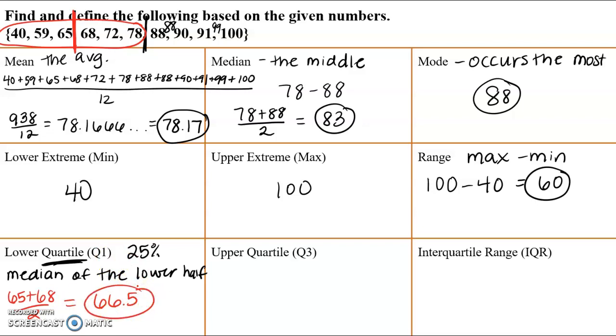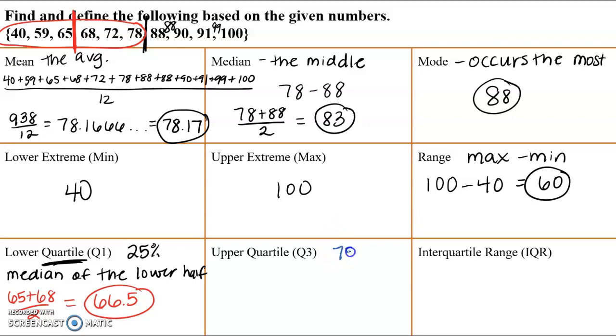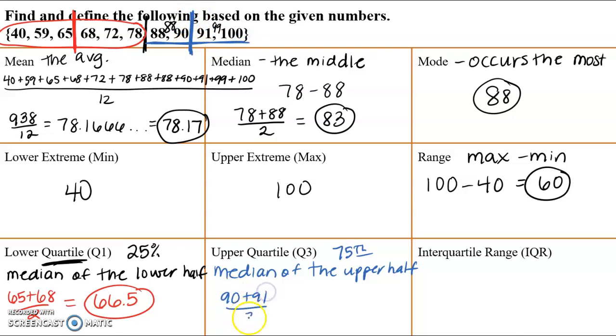The upper quartile is the 75th percentile. And this one we find by finding the median of the upper half. So I'm looking at everything on the right side. Again, I've got 6 numbers. If I split them in half, it's falling between 90 and 91. So I'm going to add those together and divide by 2. So 90.5 would be the median of the upper half.